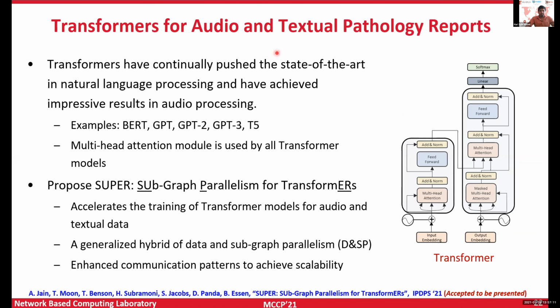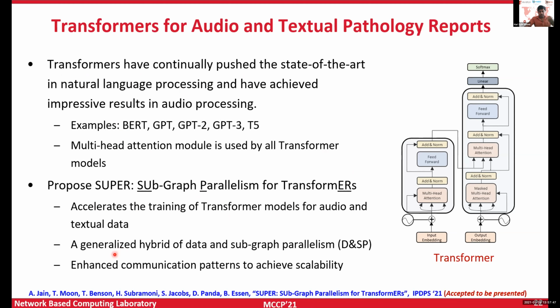But broadly, as was introduced in Professor Hamid's talk yesterday, transformers have continually pushed the state of the art in NLP, or natural language processing, and have achieved impressive results. Examples include BERT, as mentioned in yesterday's talk, and multi-head attention modules. So what we do here is we propose what is called subgraph parallelism for transformers to accelerate the training of transformer models for audio and textual data.